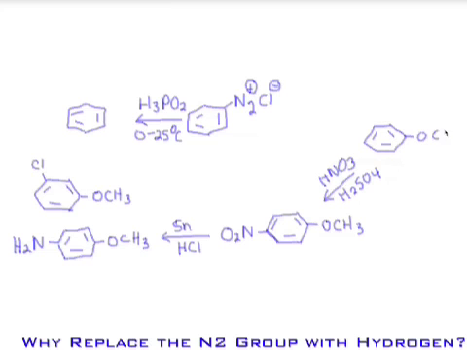Now, the OCH3 group, or the methoxy group of anisole, is an ortho-para director. So clearly here we would have had the ortho product as well. But I could have isolated the para product and produced, by tin and HCl, the para-amino anisole derivative.